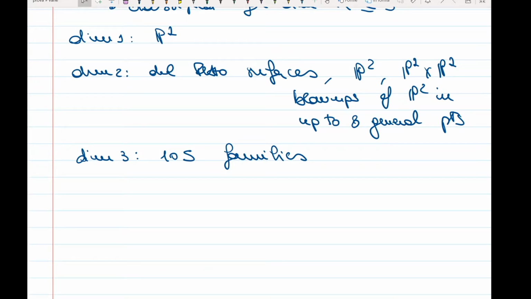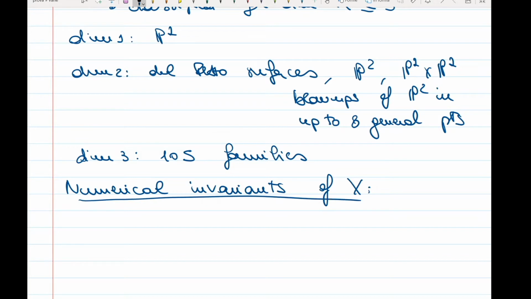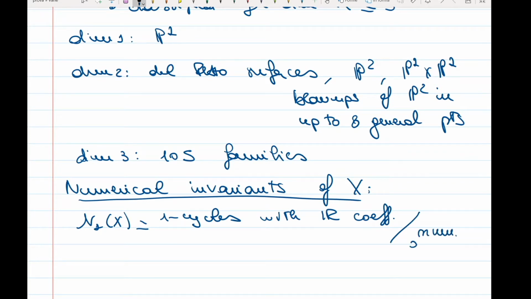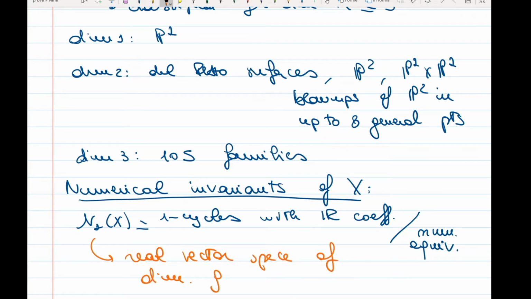I want to recall some numerical invariants of X. So first of all, let me recall that N1 of X is the vector space of 1-cycles in X with real coefficients up to numerical equivalence. And so this is a real vector space of dimension rho X, which is the Picard number of X.